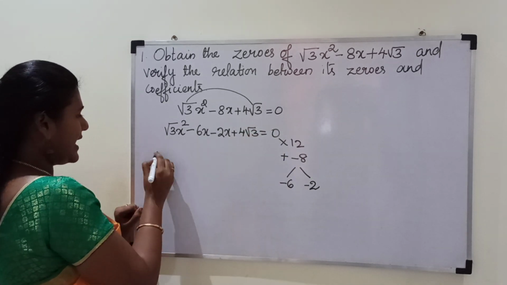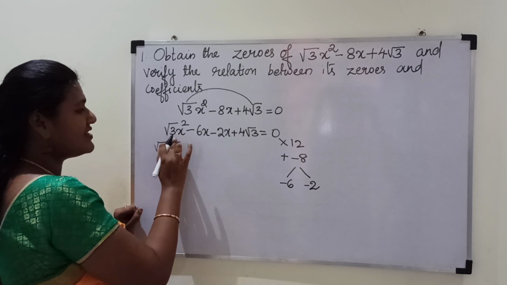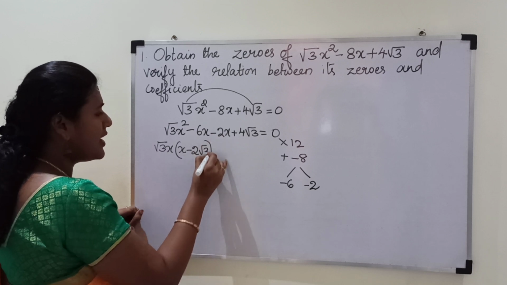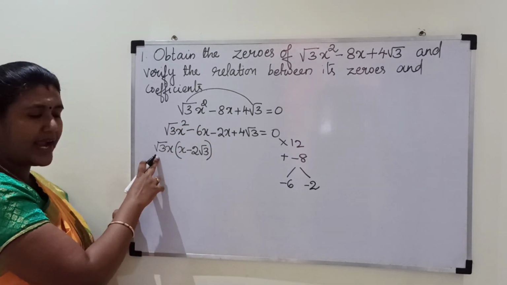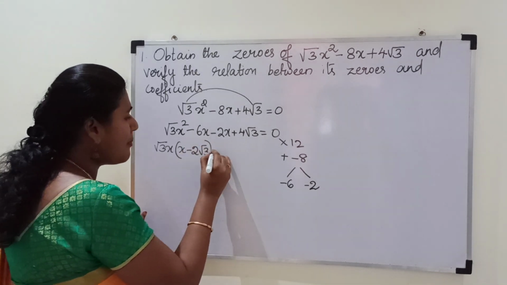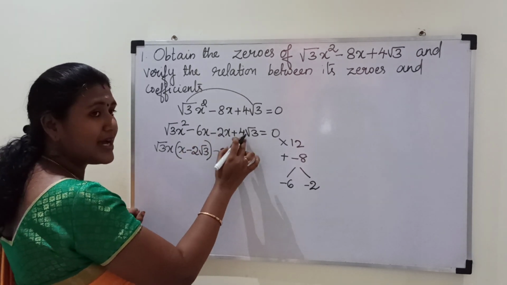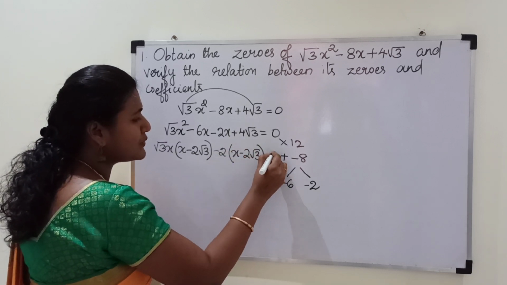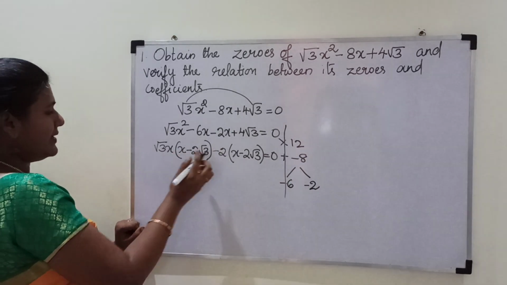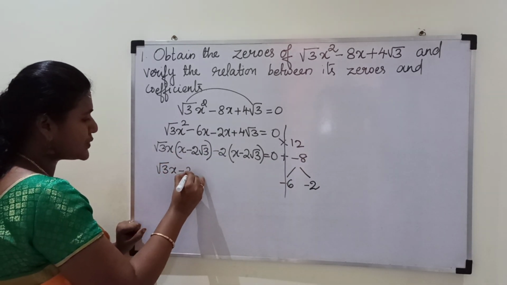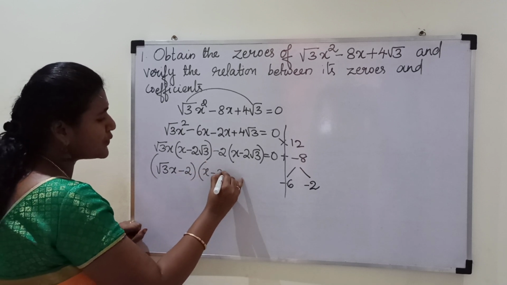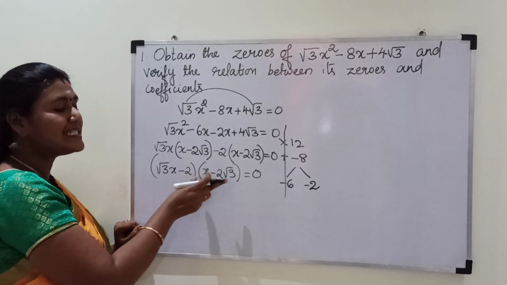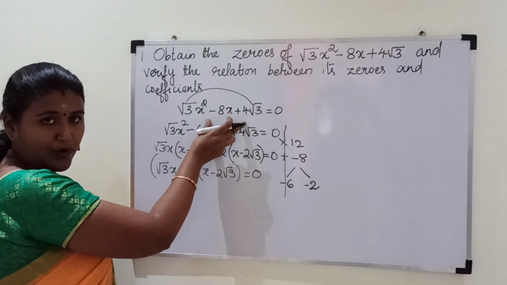Now we are going to take root 3x common from the first two terms. So what we are getting is x minus 2 root 3. From 6, if you are taking root 3 outside, you will get 2 root 3. Now from these two terms we are taking minus 2 outside. So x minus 2 root 3 is equal to 0. Now we will take root 3x minus 2 into x minus 2 root 3. So we got the factors of this quadratic polynomial.